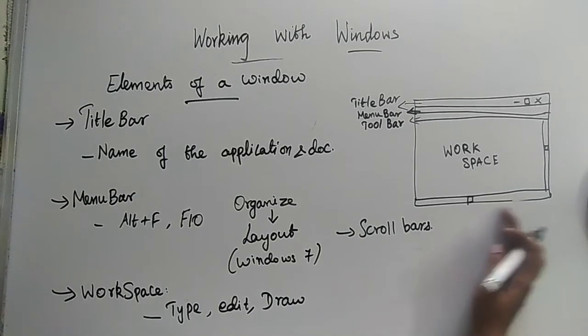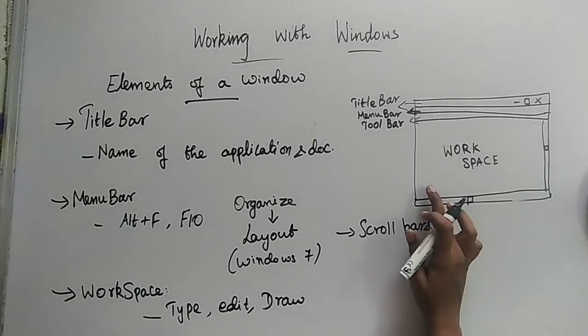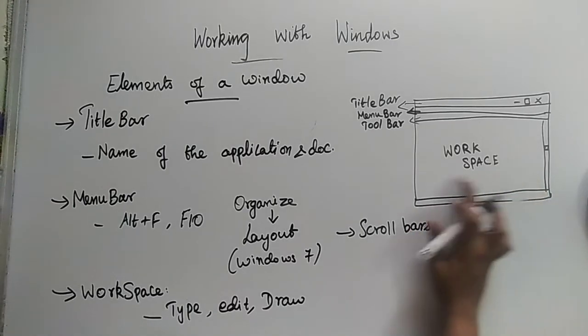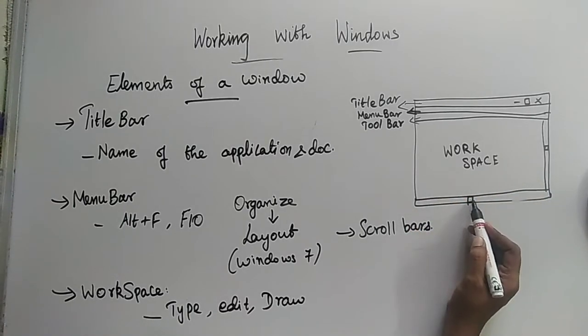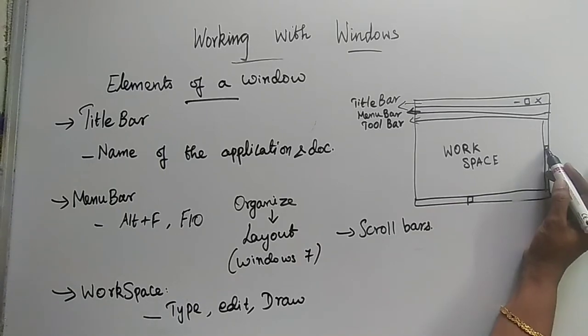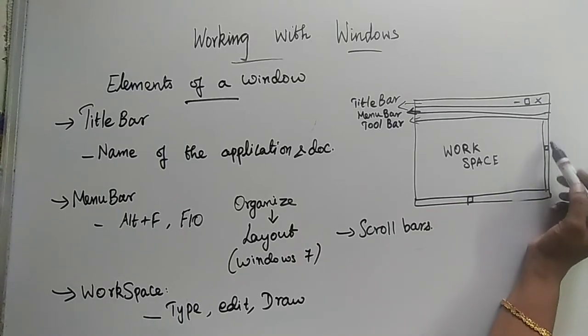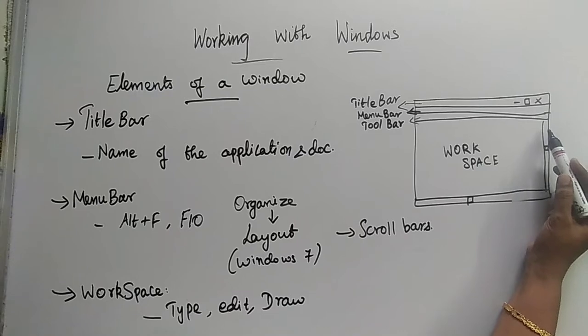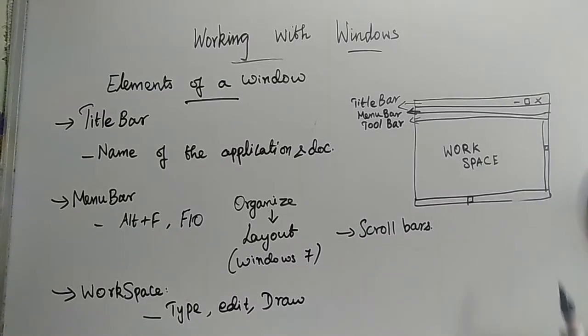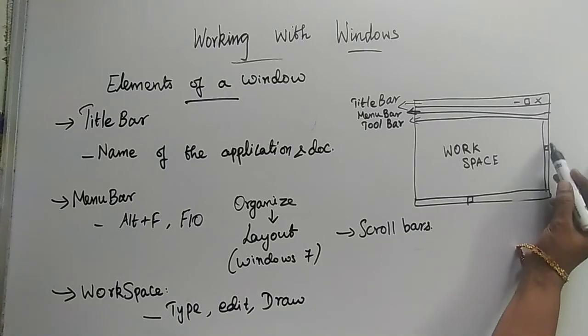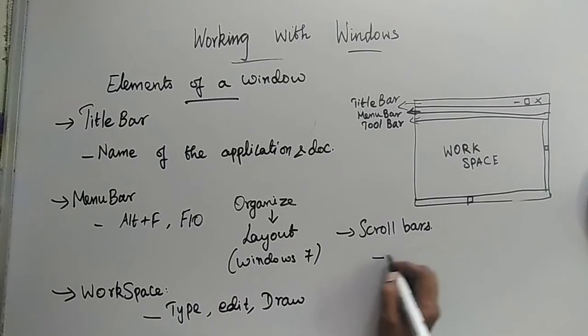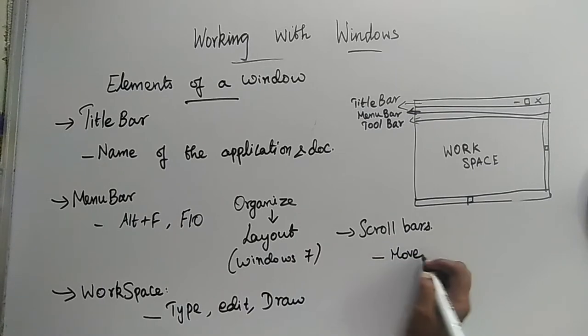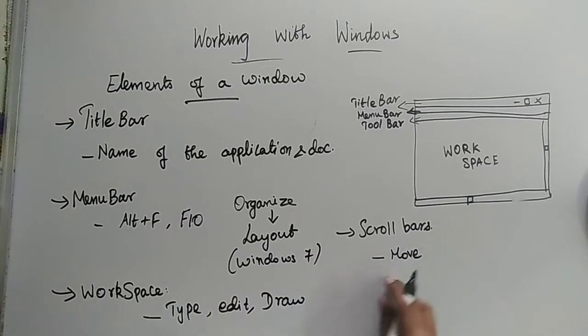Yes, this is your horizontal scroll bar. To move the page from this end to this end, you can use this horizontal scroll bar. So this is your vertical scroll bar. By clicking this one, you can move up and down. If you are going to have many pages, that is, your workspace is increased, you can use this vertical scroll bar to move the space.